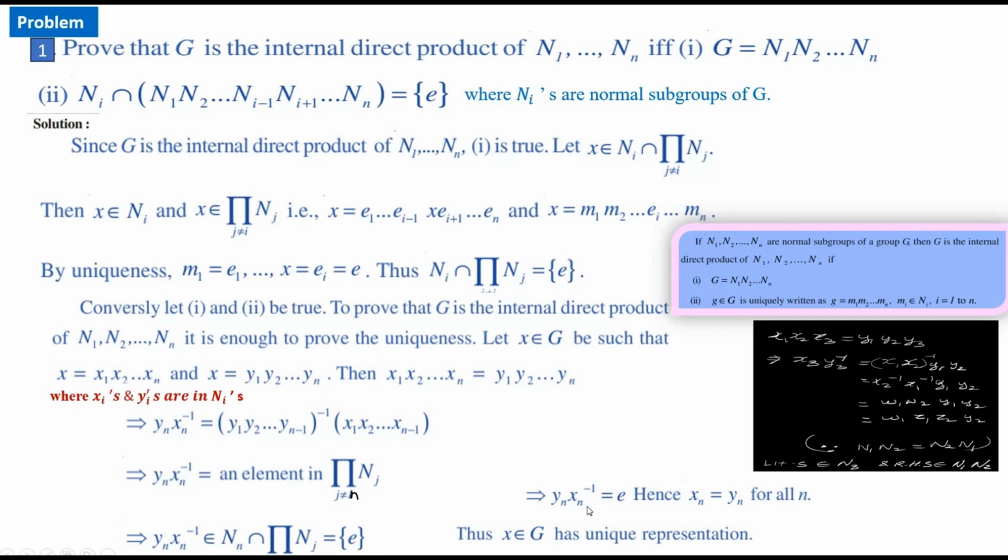So yn xn inverse equals E implies that xn equals yn for all n. So that proves the uniqueness. That is the second condition. So you will have G to be the internal direct product of N1 etc.